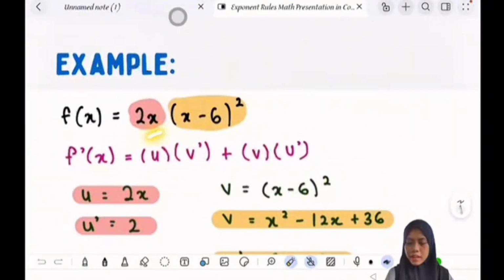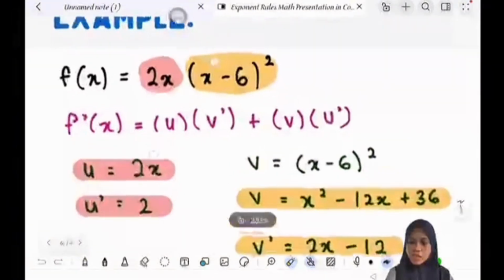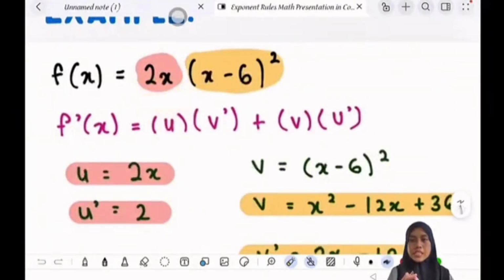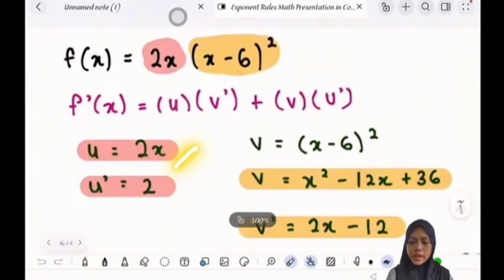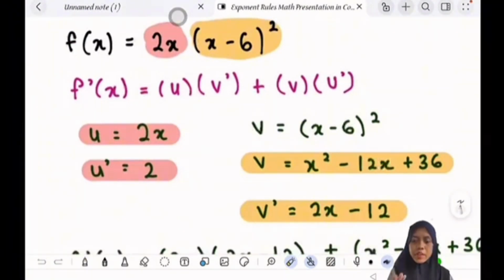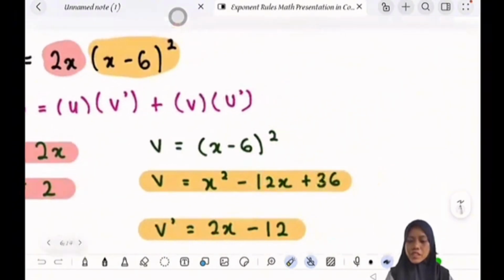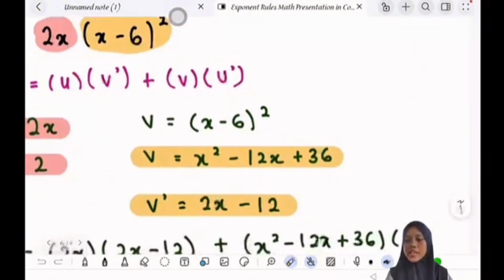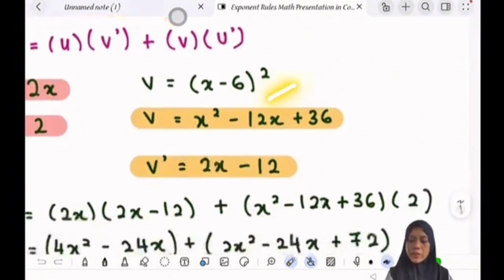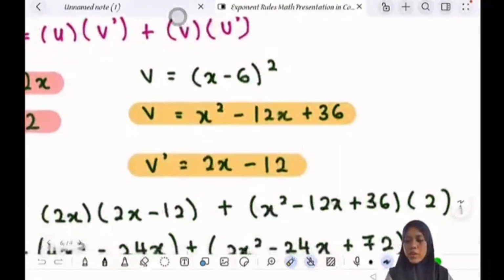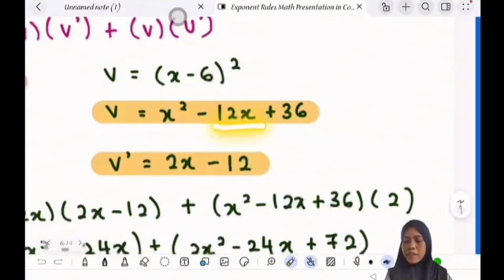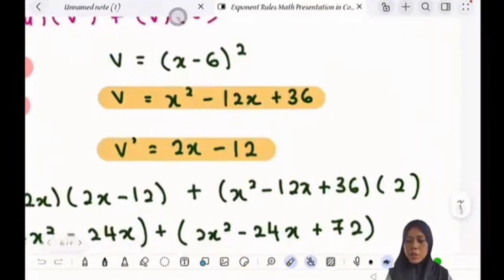We have 2x times (x minus 6) squared. The first value at the front we call u, and the second value is v. So u equals 2x. Then for u prime, you just differentiate u. For u we have 2x, so if we differentiate it, we get 2. Then v is equal to (x minus 6) squared, so we just expand it as usual. For v prime, we differentiate x squared: the 2 we bring to the front, we get 2x, and the power minus 1 gives 1. And for 12x, we just put 12. So this is the value for v prime.